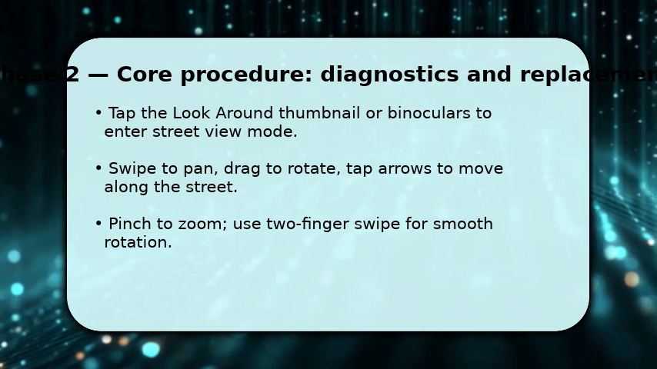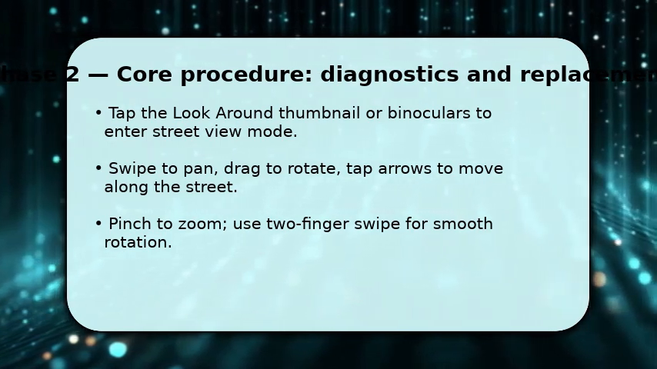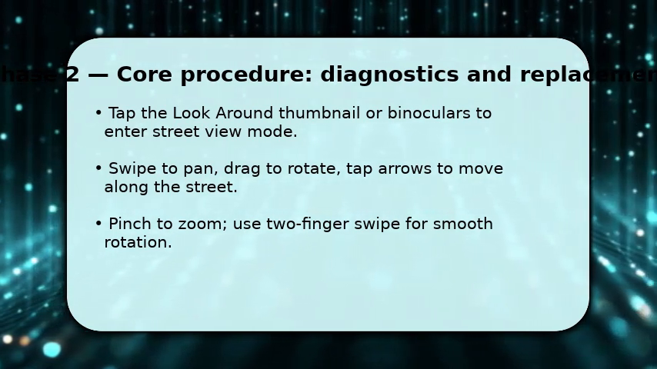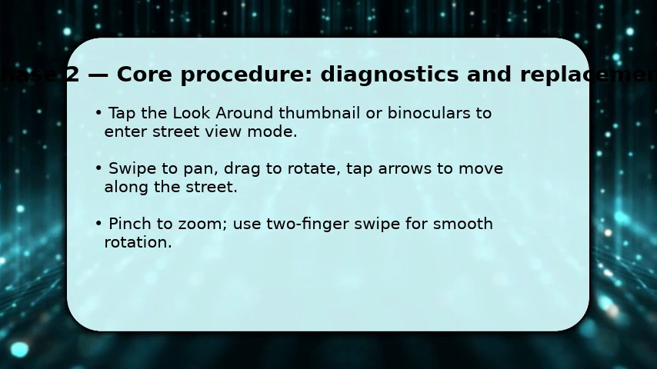Make sure to use the thumbnail minimap in the corner to reorient. It shows your heading. If you tap a business label, the place card pops up, so you can jump between map info and the street view quickly.